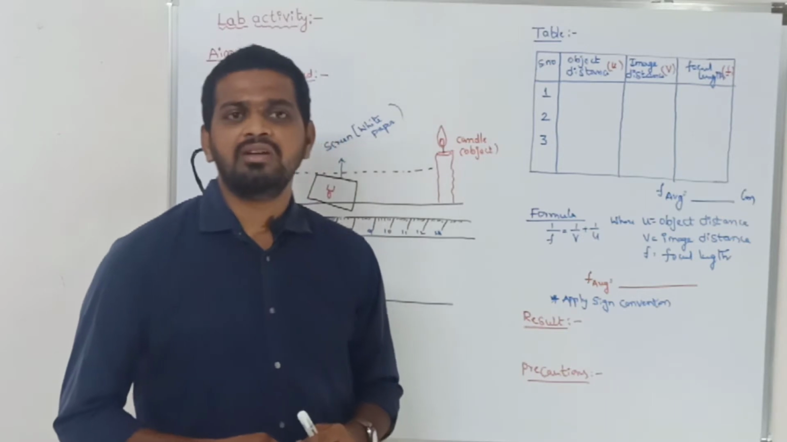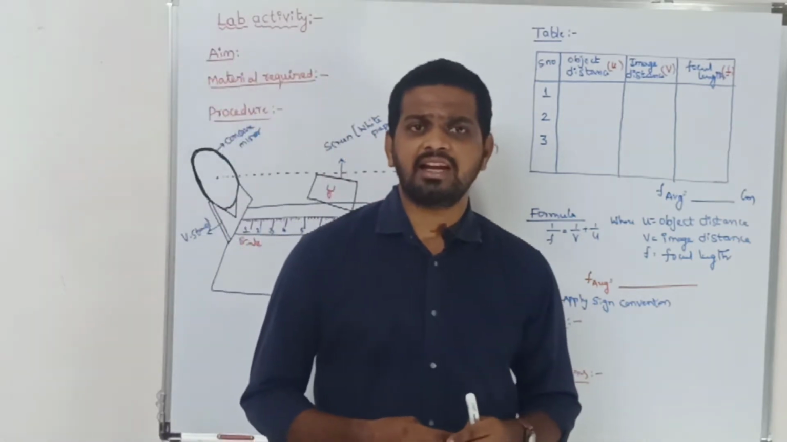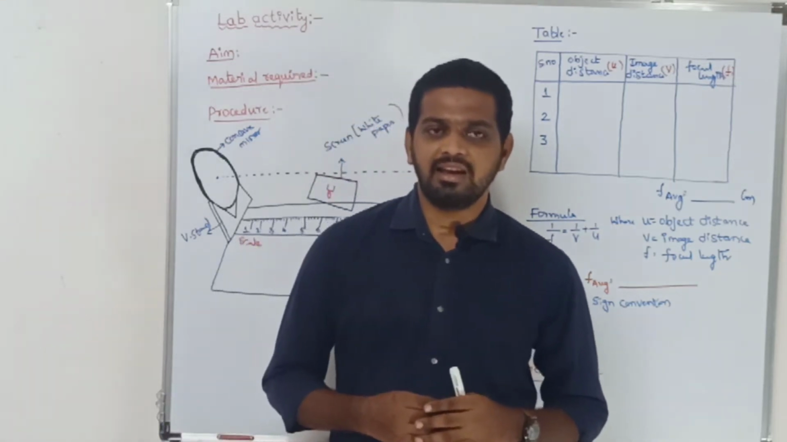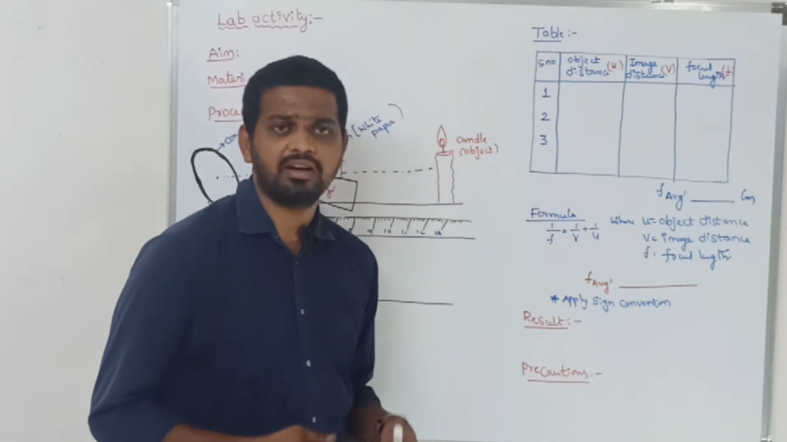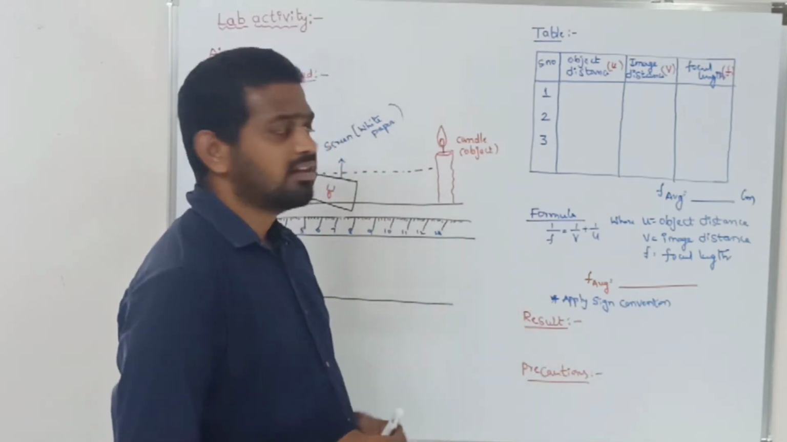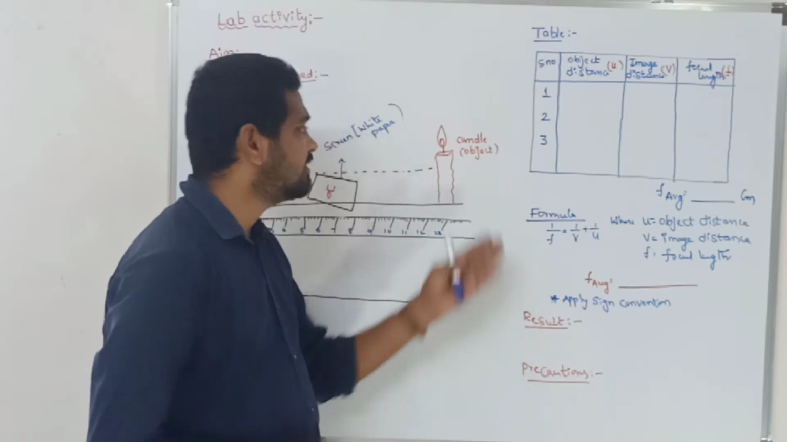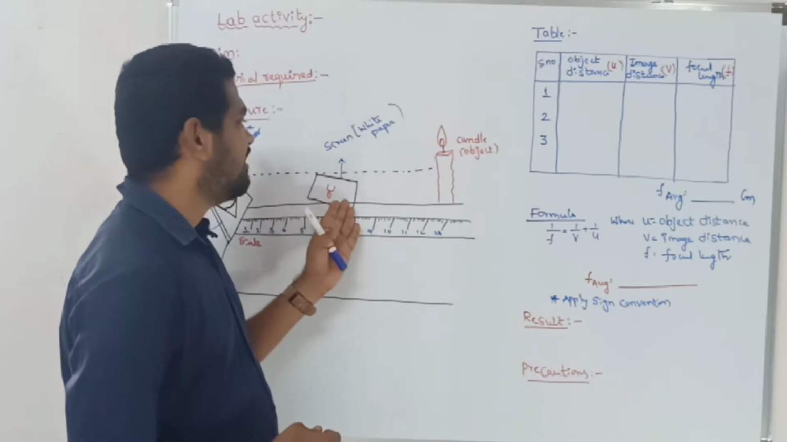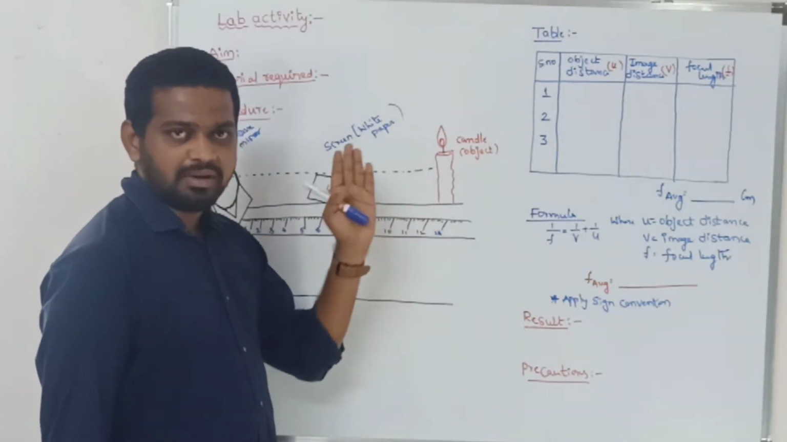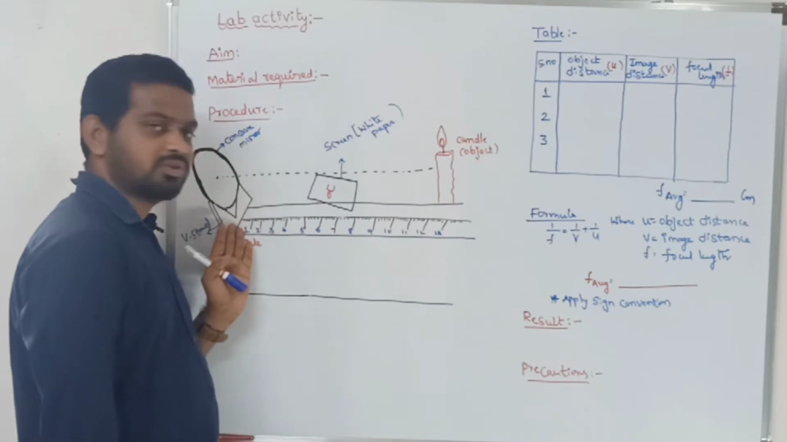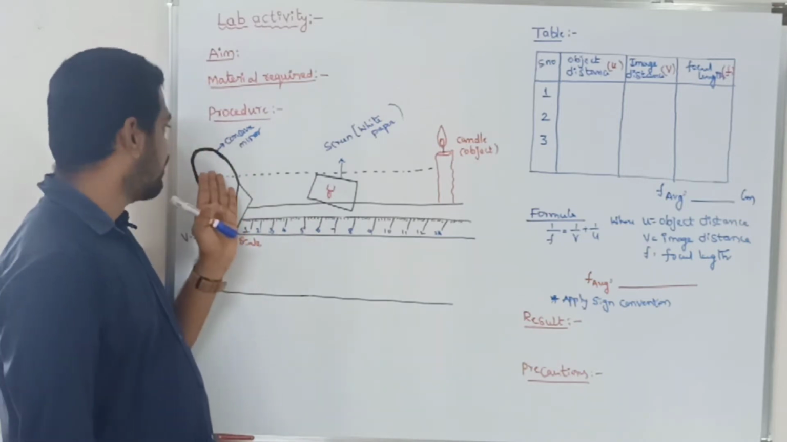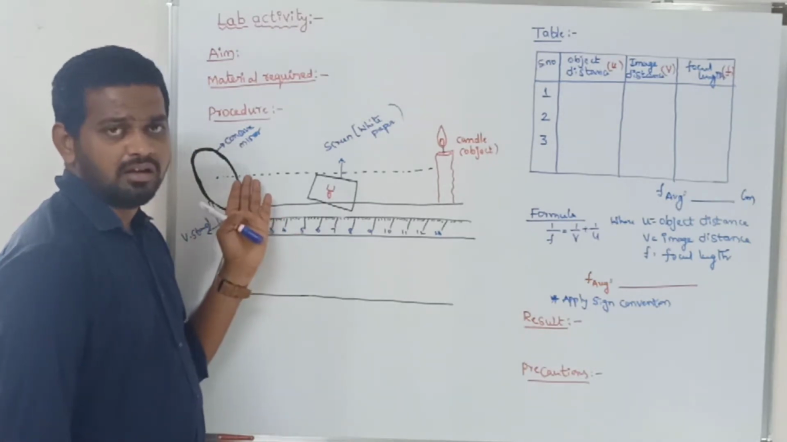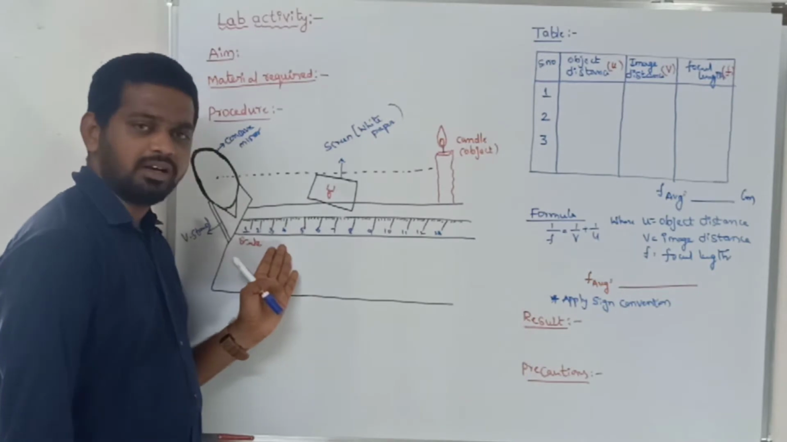Coming to the second step, whatever materials I am going to use in this activity, I am going to write under the side heading material required. So what are the materials required to find out the focal length of the concave mirror? The first material is a candle. In this activity, I am considering the candle as the object. A screen or a white paper. The white paper is acting like the screen. A V stand, you should take a V stand to place the concave mirror. The concave mirror is also one of the materials required. A scale or meter scale you should take.